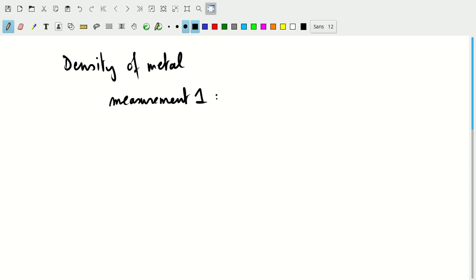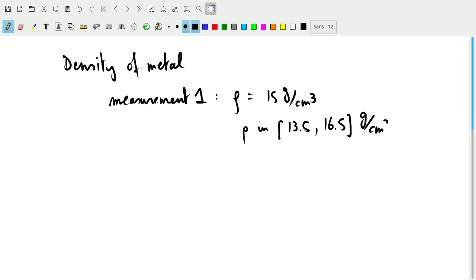So measurement one: one of your scientists measures the density as 15 grams per centimeter cubed. And the scientist also says that this value of rho, the density, falls in the interval 13.5 to 16.5 grams per centimeter cubed. So that's the first measurement.